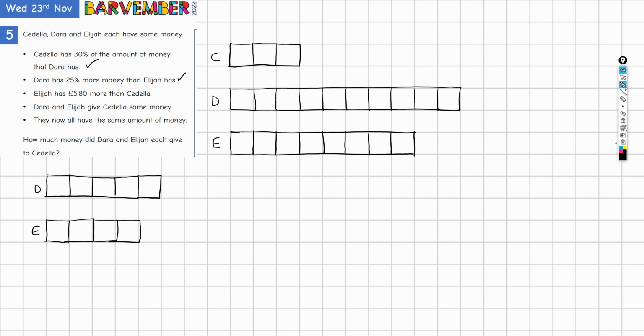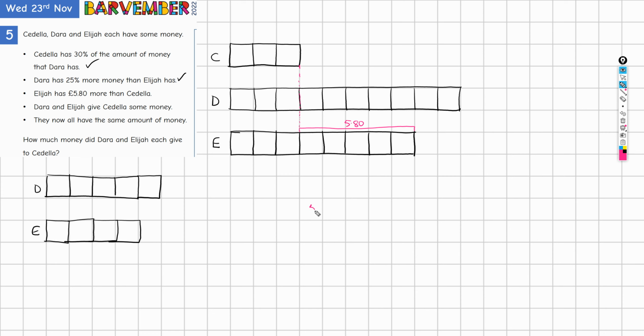Now we can put this amount of money in here that we're given. Elijah has £5.80 more than Cedella. So what does Cedella have? She has up to here. I'm going to bring this line down so that we can see the difference between Cedella and Elijah. So this is how much Cedella has up to here, and this is the difference between them: £5.80. We now have a value ascribed to a number of parts. And we can see that if we divide £5.80 by the number of parts, we'll get the value for each part. So let's do that.